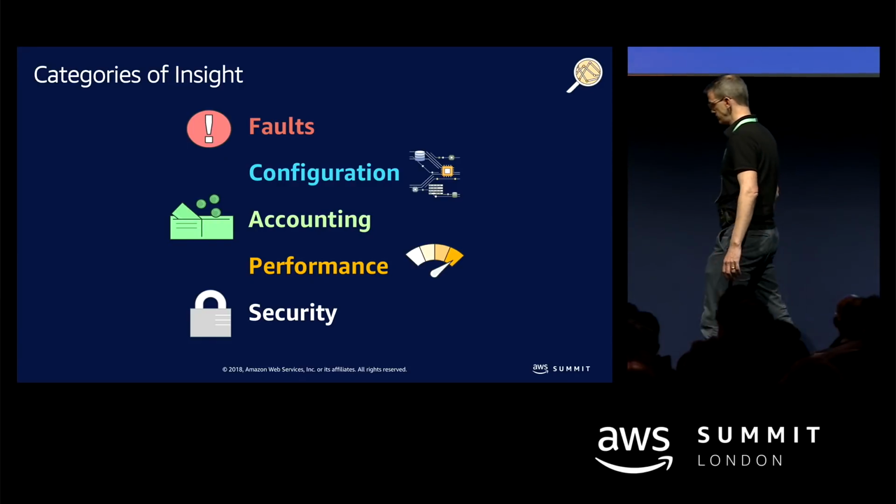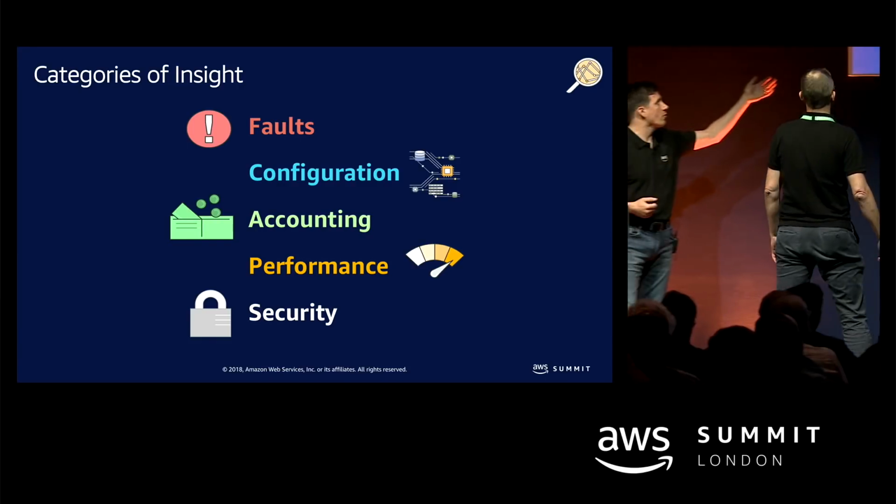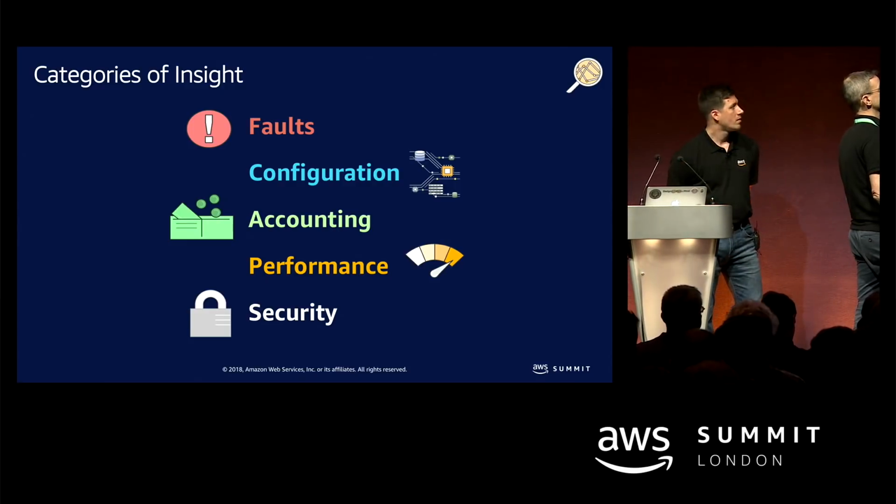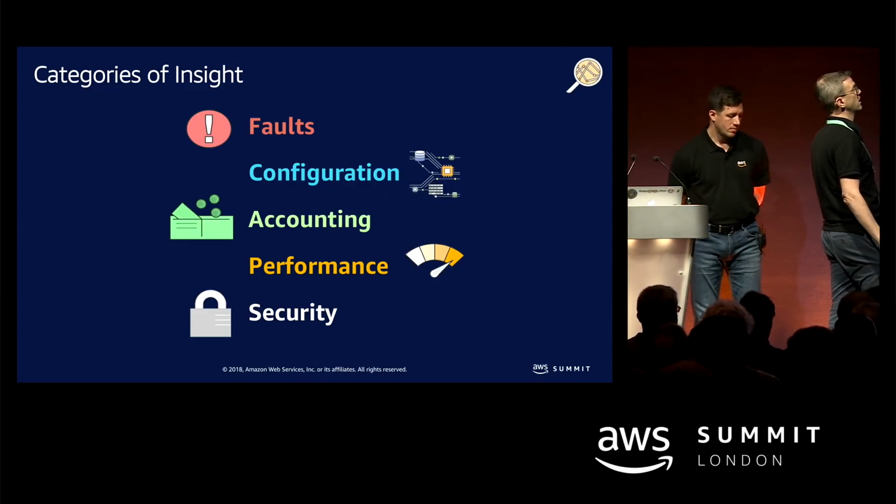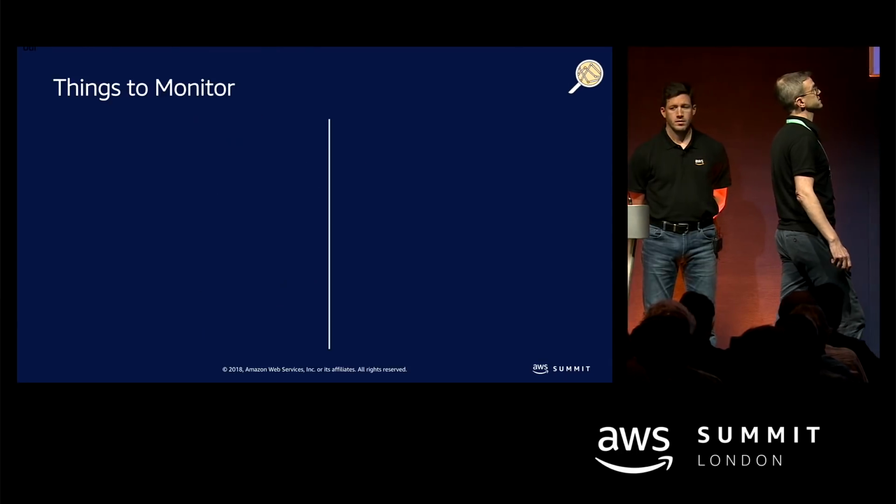So all the insights are going to fall into one of these 5 categories, correct? Yep, exactly. So those are the things we're talking about. Hopefully those will reflect your estate.